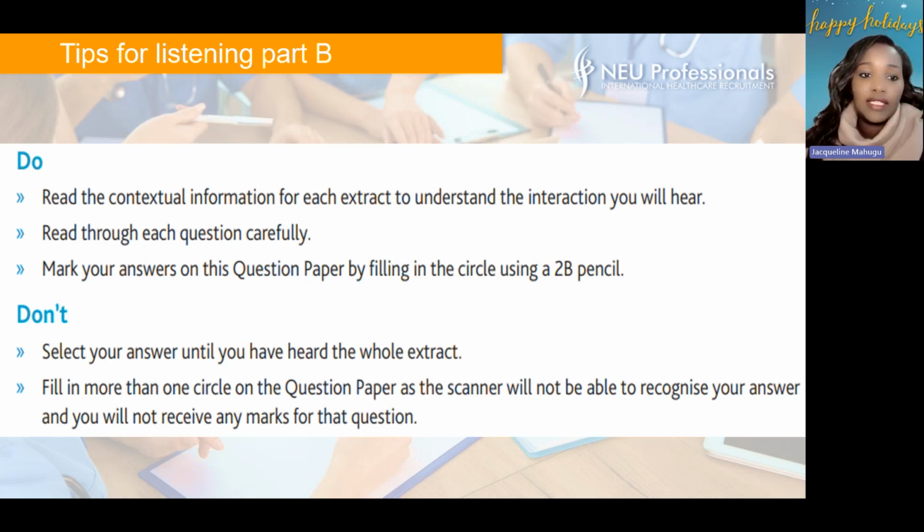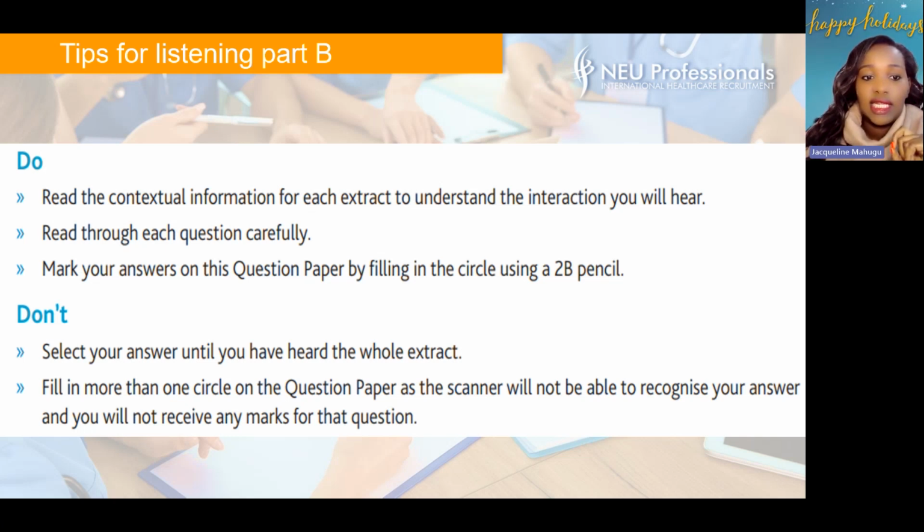Then this one, mark your answers on the question paper by filling in the circle using a 2B pencil, so not crossing or anything. Fill in with that pencil. So we talked about this, making sure that you have those pencils before the exam date. Then let's go to the don'ts.